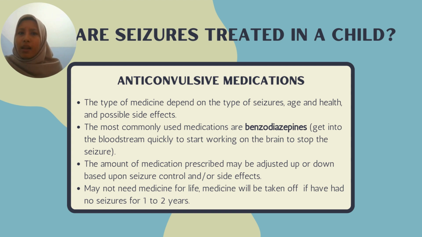The type of medicine given depends on the type of seizures, age and health, and possible side effects. The most commonly used medication are benzodiazepines, because they get into the bloodstream quickly to start working on the brain to stop the seizure. The amount of medication prescribed may be adjusted up or down based upon seizure control and or side effects. Many children with seizures may not need medicine for life. Medicine will be taken off if they have had no seizure for 1 to 2 years.